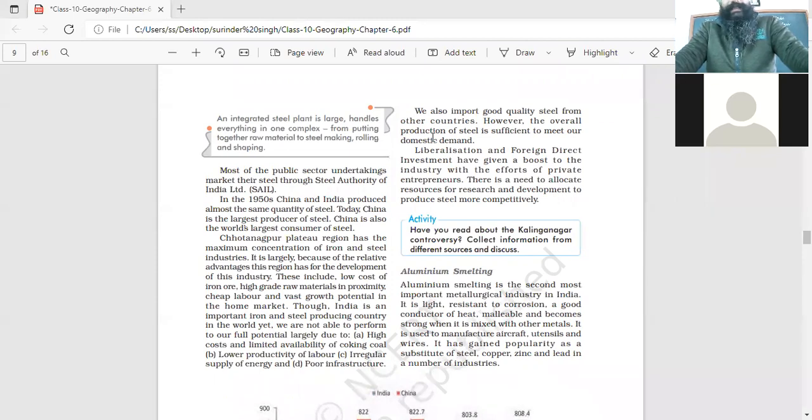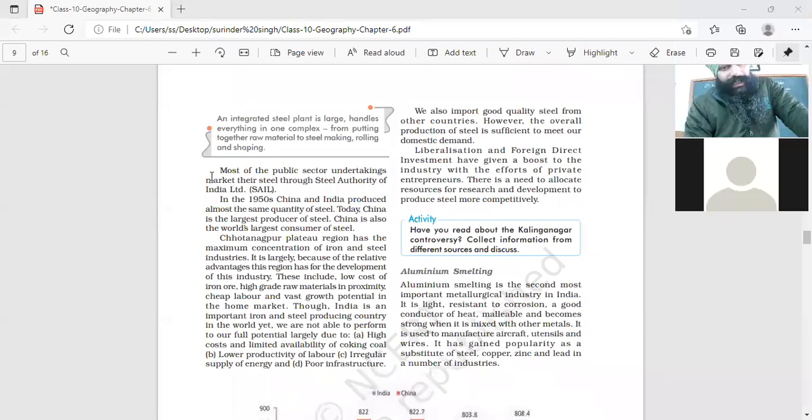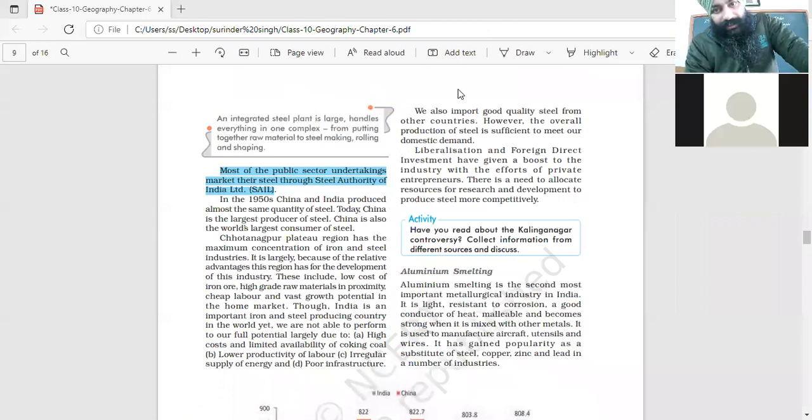The growth of iron and steel industries is presently managed by the Steel Authority of India Limited, the public sector agency responsible for the management of iron and steel industries. Clear?